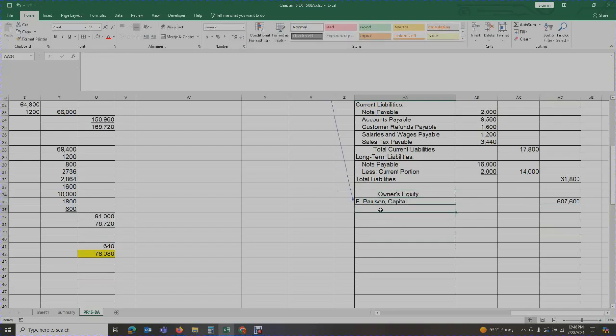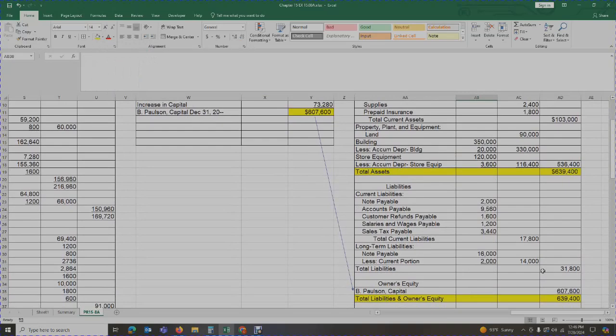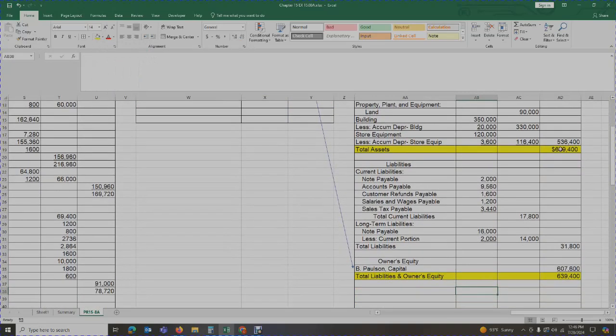Now we can calculate the total liabilities and owner's equity. So my total liabilities is 31,800. My total capital or equity is 607,600. That gives me 639,400. If you can see, the total assets equal the total liabilities and owner's equity. Those two numbers need to match. That proves that the accounting equation is in balance.